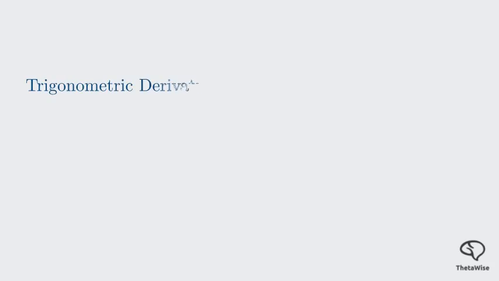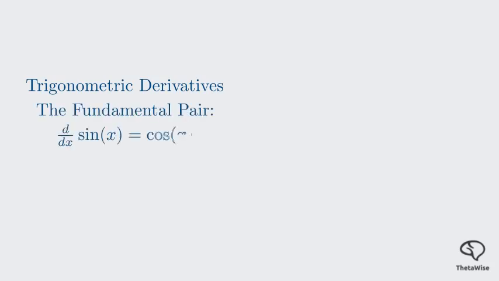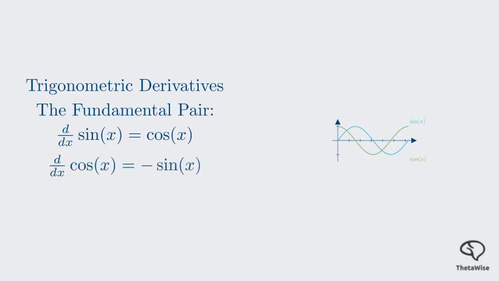Next, let's talk about trigonometric functions. These describe waves and rotations, and their derivatives are beautifully cyclical. There are two main ones you must memorize, and they form a pair. The derivative of sine of x is cosine of x. When you look at how fast the sine wave is changing, it follows the pattern of a cosine wave. Crucially, when you take the derivative of cosine, you get a negative sign.